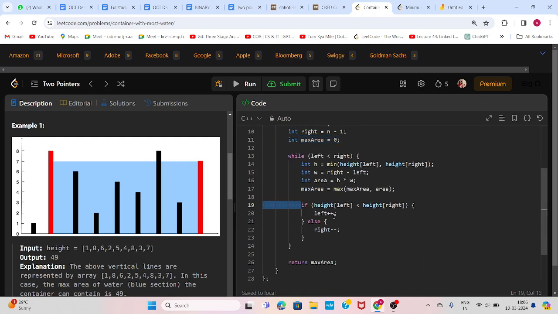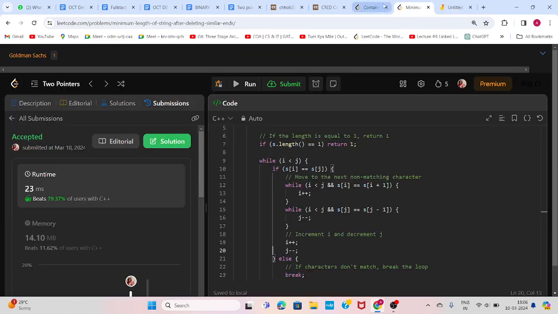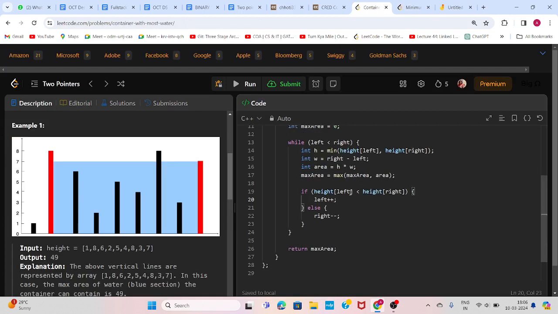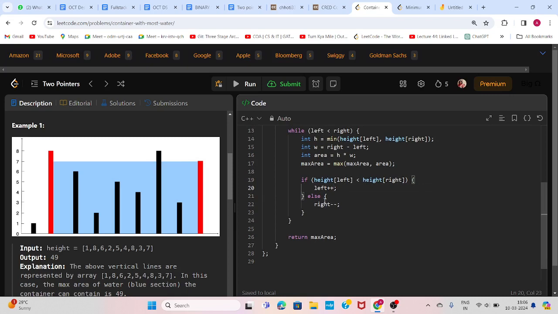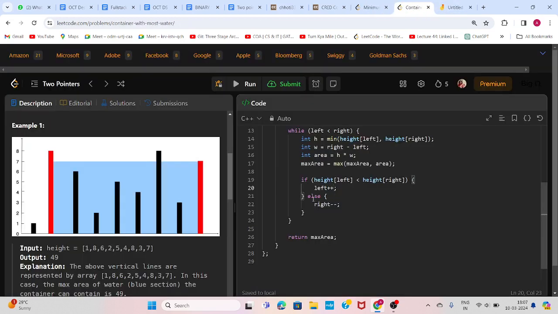After that, if the height of left is smaller than the height of right, what will we do? We will move the left pointer. Why? If we have this one and this one, we can store water here only. So we move the left pointer if left is smaller, or else right will be moved. Like you can see here, left is greater and right is smaller, so it comes under the else condition.